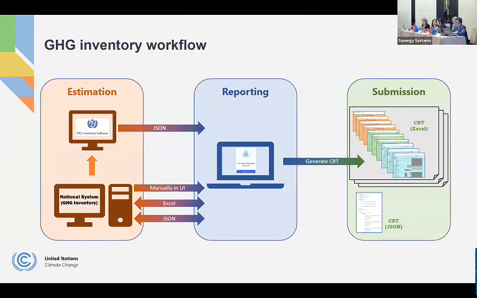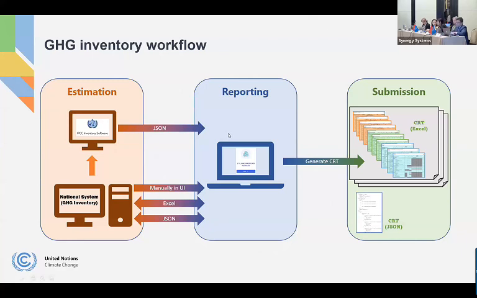And this is again a recap of how the GHG inventory workflow would work, and where the tool comes into the picture. So parties would do the estimation of the GHG inventories in their national system or using the IPCC software, and the data from that IPCC software or the national GHG inventory system are reported into the ETF GHG inventory reporting tool. And the ETF GHG inventory reporting tool would help you to generate the common reporting table, CRT, that is then submitted to the UNFCCC. So this is the workflow.